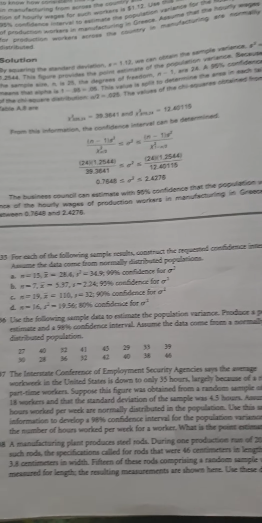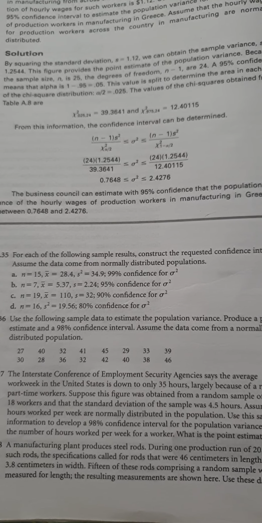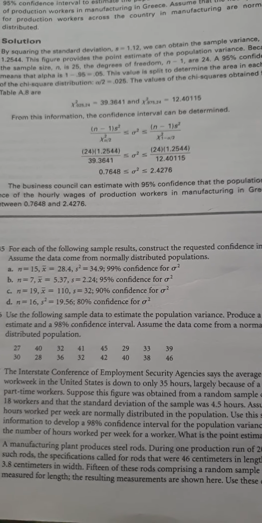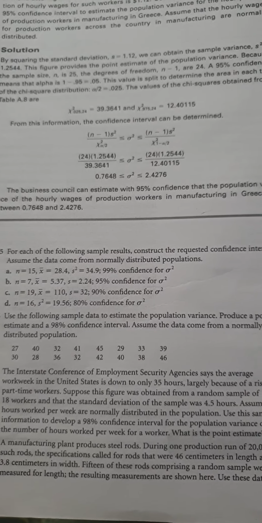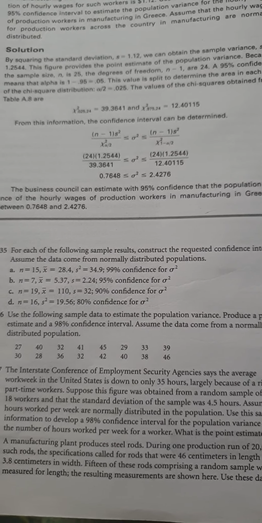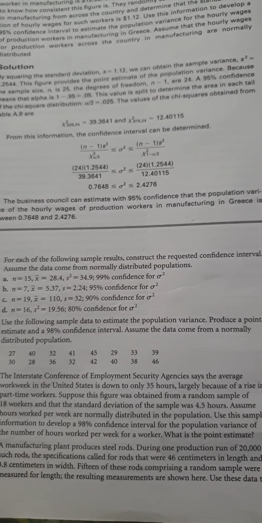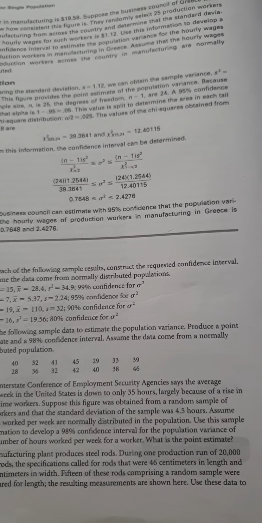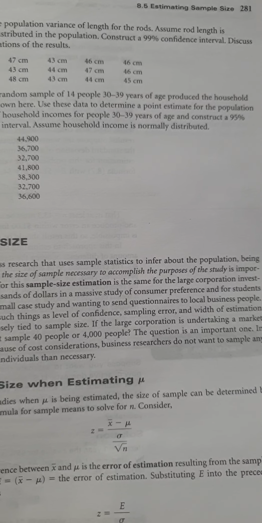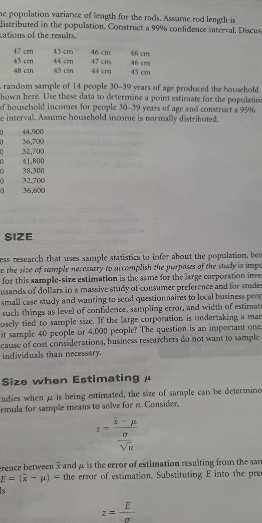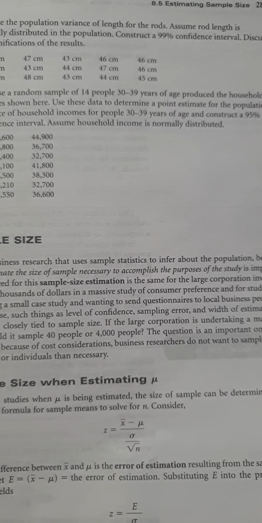Now the sum number 8.38. A manufacturing plant produces steel rods during one production run of 20,000 such rods. The specification called for rods that were 46 centimeters in length and 3.8 centimeters in width. 15 of these rods, comprising a random sample n equals 15, were measured for the length. The resulting measurements are shown here. Use this data to estimate the population variance for the length of the rods. Assume the rod length is normally distributed in the population. Construct the 99% confidence interval. Discuss the ramifications of the result.